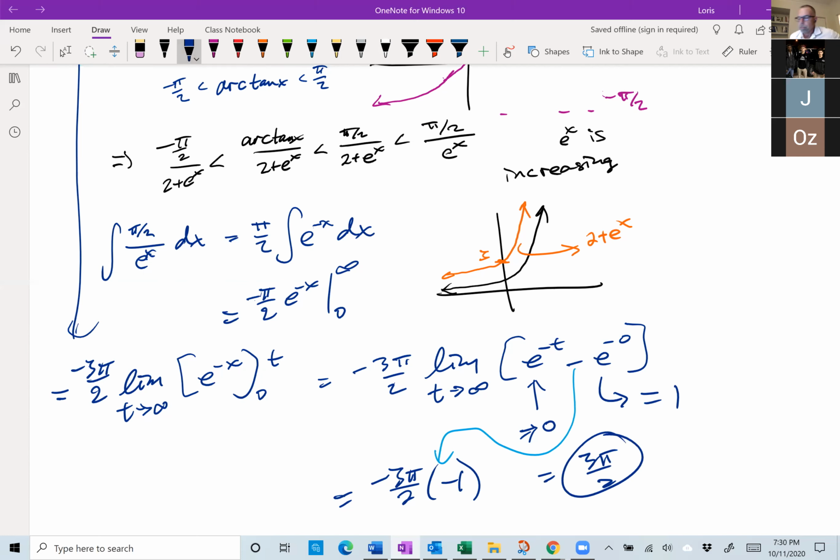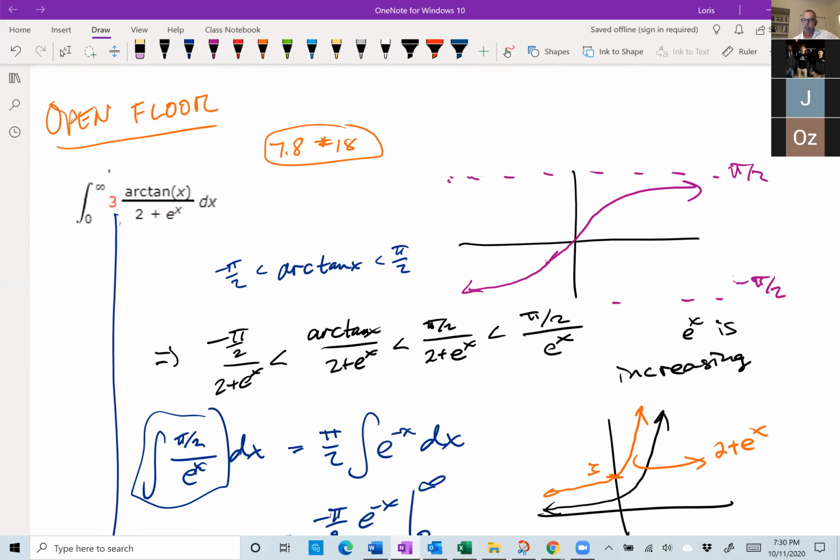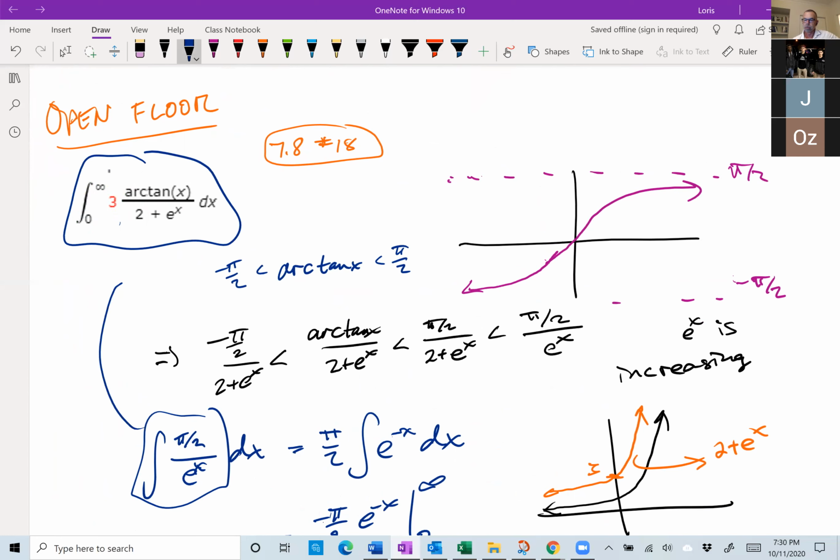Okay, now that's not the answer. The answer is it converges, because the question was, does it converge or does it diverge? All right, since we got a finite number, that means that this integral converges down to 3 pi over 2, which means that this integral right here would converge as well, because it's less than this one. Okay. Now, I don't know what it converges to, and I don't care. I just know that it's less than 3 pi over 2.